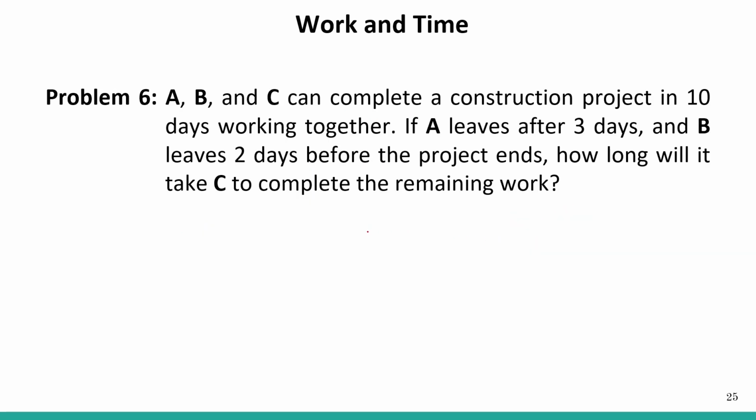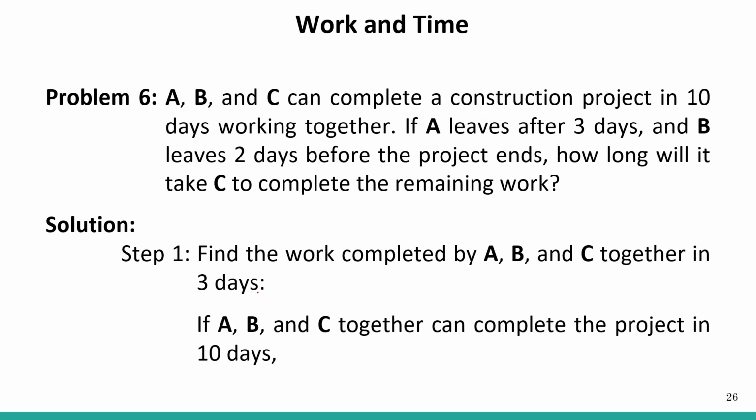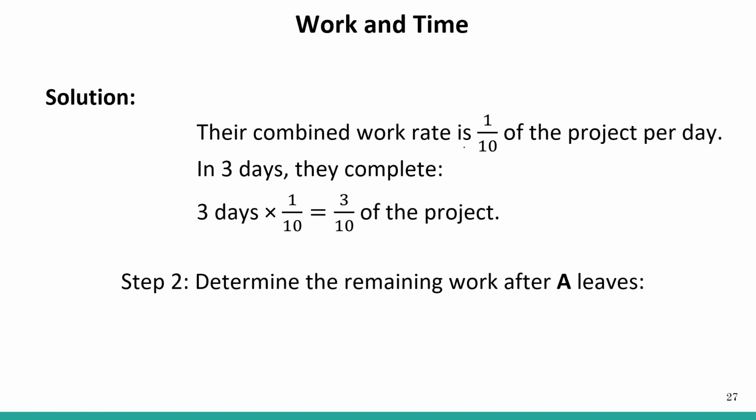Okay, so let's see problem number 6. If A, B and C can complete a construction project in 10 days working together, and A leaves after 3 days and B leaves 2 days before the project ends, how long will it take C to complete the remaining work? So the algebraic equation involved here: ABC can complete the project in 10 days working together. So let's find the work completed by ABC together in 3 days. This is given data, so their combined work rate is 1 by 10.